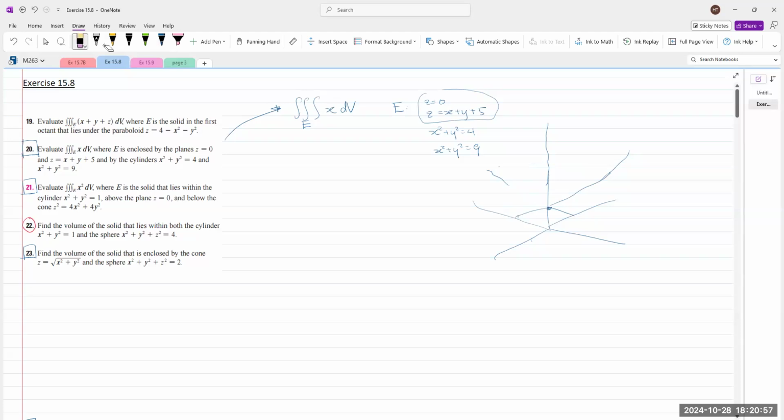You know what? I think I better do it this way. Let me start from the xy plane. On the xy plane, that will be a donut between radius 2 and radius 3. I think that's easier to see it that way. This region gives us the base, and then the solid is bounded below by z equals 0 and bounded above by z equals x plus y plus 5.